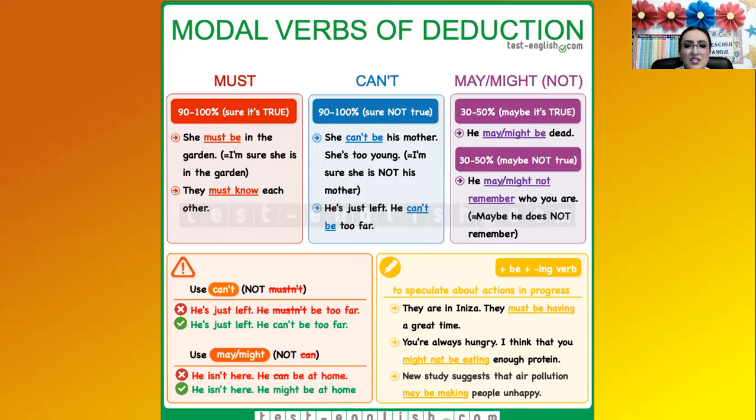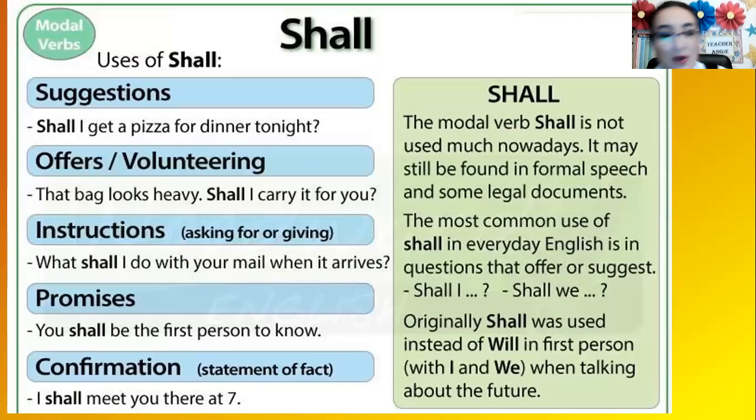New studies suggest that air pollution may be making people unhappy. Un nuevo estudio sugiere que la contaminación del aire puede estar haciendo a la gente infeliz. Oh, that is in order to speculate something. Es para especular algo. ¿Cómo lo ves hasta ahorita? Cool, right? Okay, may or might.